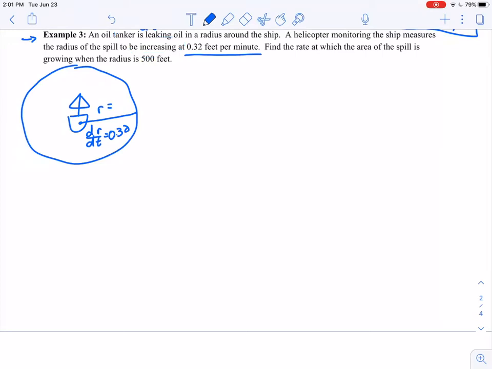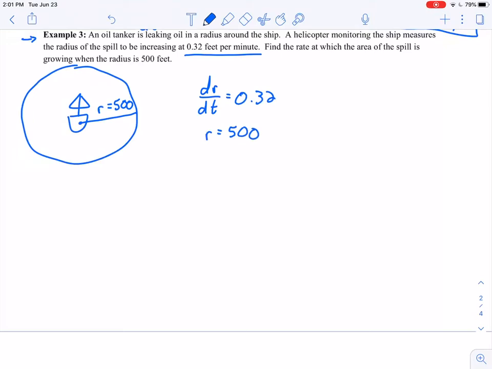And actually, let's write our information over here. The picture isn't critical in this, but I think it's helpful. dr over dt equals 0.32. It says find the rate at which the area of the spill is growing when the radius is 500 feet. So my radius is 500. So R is equal to 500.